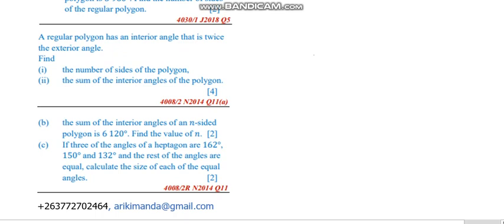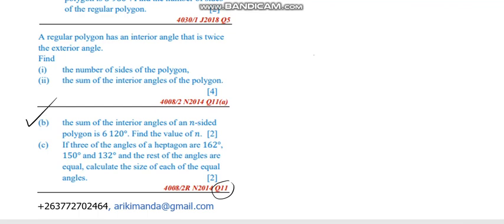The teacher has chosen this question, which is question number 11 of November 2014.